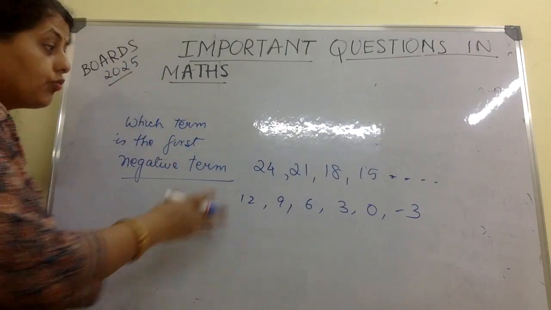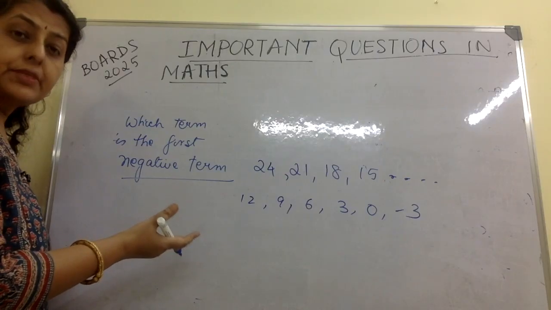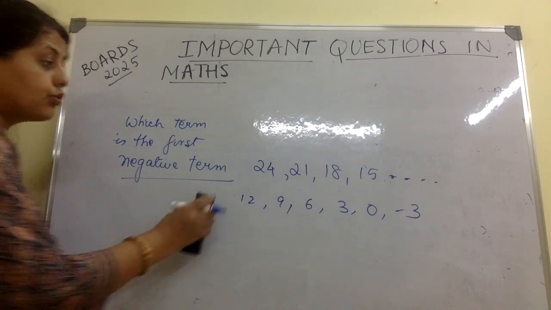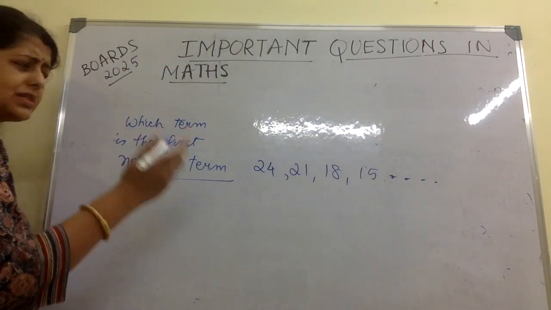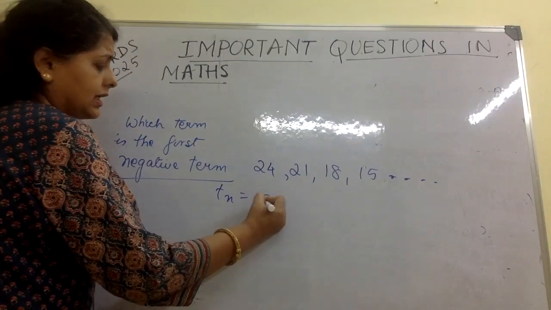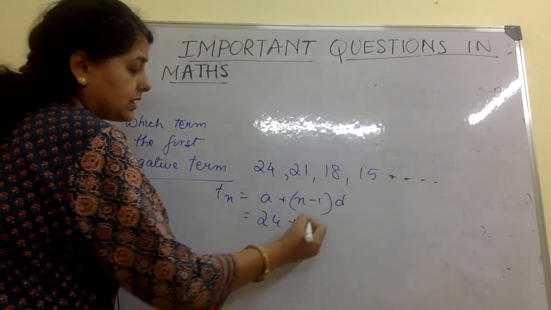Supposing I give you 1224, something like that. Then will you do the same method? So you need to have a method for this. What is the method for this? Now another thing I want to tell here. Now what is the Tn formula? A plus n minus 1 D, which is 24 plus n.